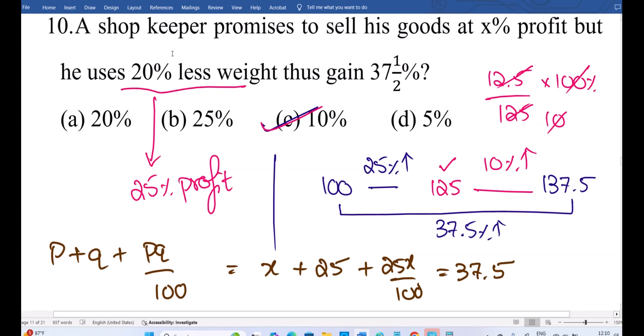Overall increase is given. Now we have to calculate the X value. This is also another method. Two changes, finally we have to get 37.5. One change is 25% increase, the other change is X increase. So X plus 25 plus 25X divided by 100 is 37.5. Just do the calculations. We will get X value 10% only. This is one more method you can use, but there is some formula involved. You have to take negative if it is decreasing. When it is increasing, we have to take positive.